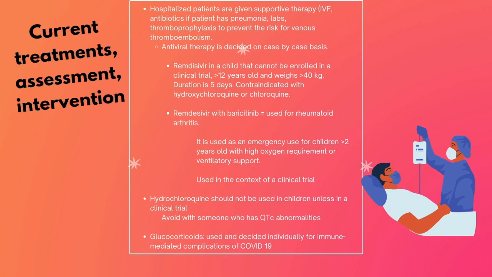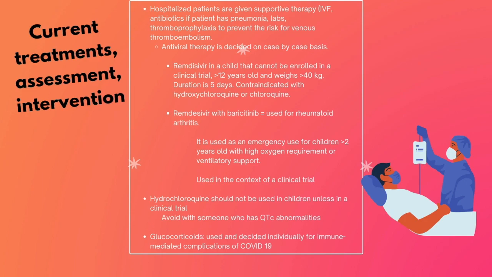So hospitalized patients are given supportive therapy like IV fluid and antibiotics if the patient has pneumonia, labs, and thromboprophylaxis to prevent the risk for clots, called venous thromboembolism. Antiviral therapy is decided on a case-by-case basis.